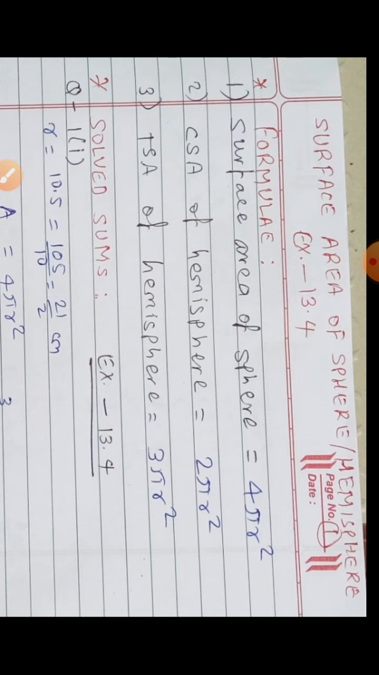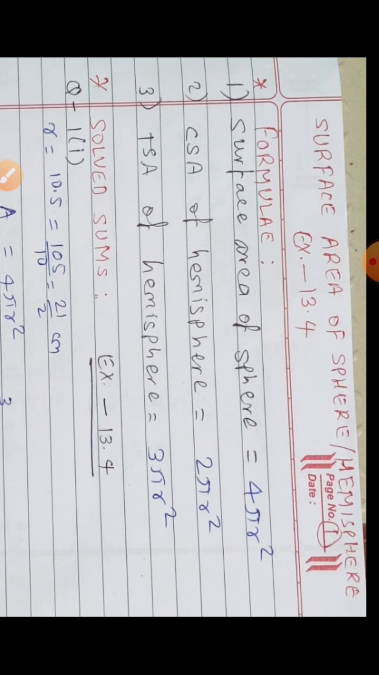Today's topic in maths is the surface area of a sphere and hemisphere. Actually, both are combined, not two shapes, but both are part of one shape. Hemi means half, so hemisphere means half sphere. A sphere is a ball-like structure, whether it is a cricket ball, a football, or a volleyball.